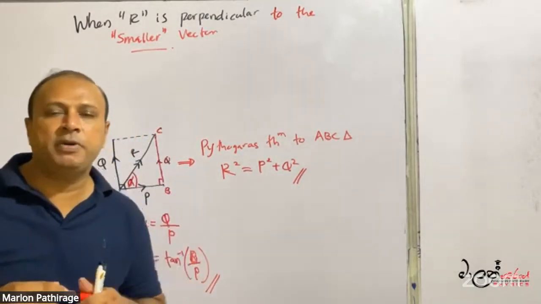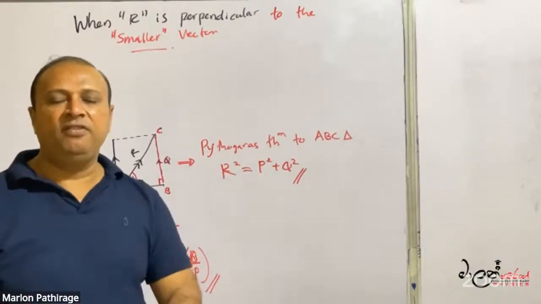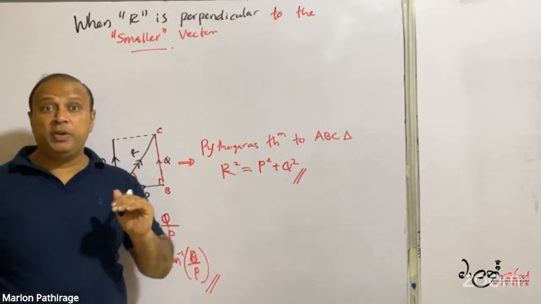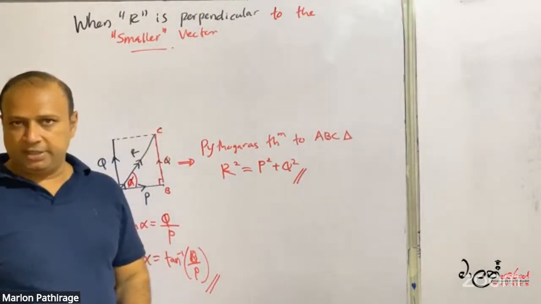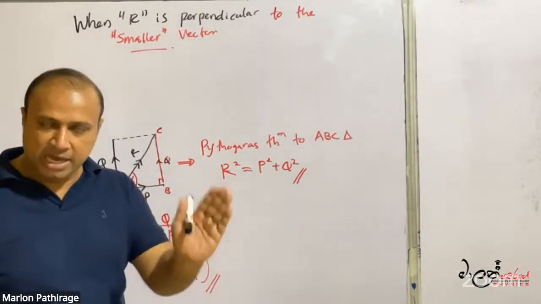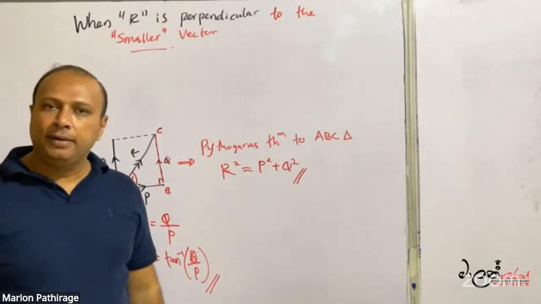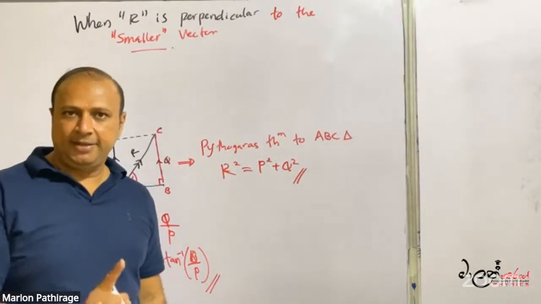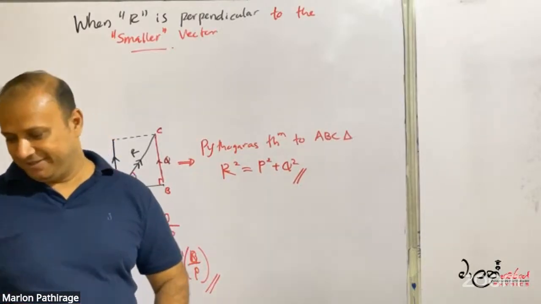R cannot be perpendicular to the larger vector. I will explain why. It cannot happen. But R can be perpendicular to the smaller vector. If you are given such a case, then how to solve the question?